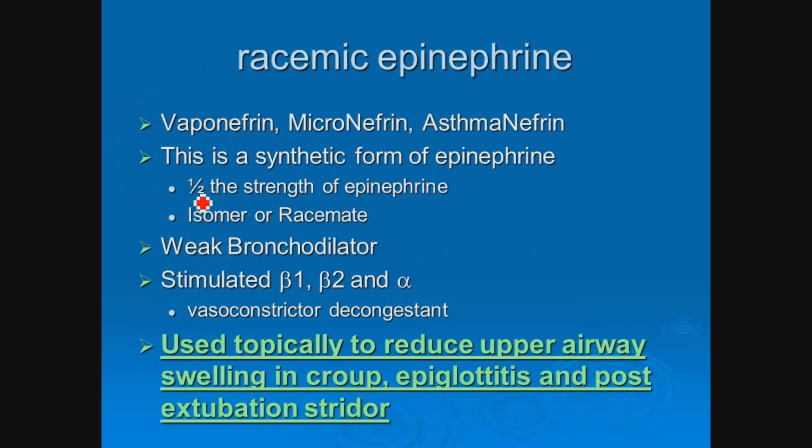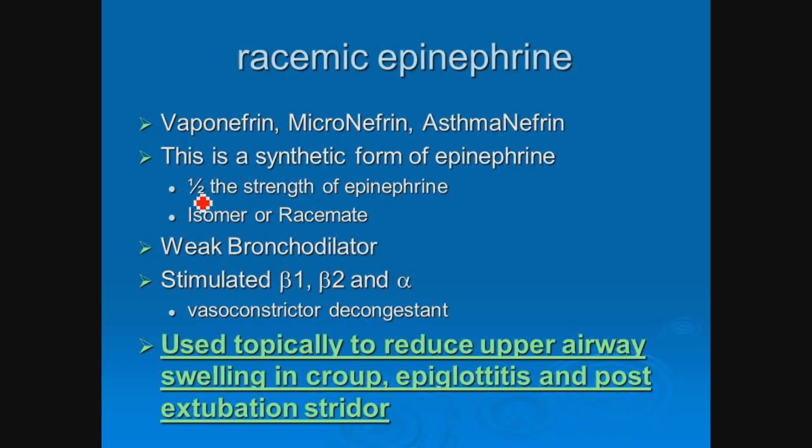So, racemic epinephrine is one that we do administer, and we know that it comes by a bunch of different names. It's an isomer or a racemate, meaning that it's got a similar chemical structure but functions in a different way. It's not really a bronchodilator. That's not what we typically use it for. We use it for its alpha effect.